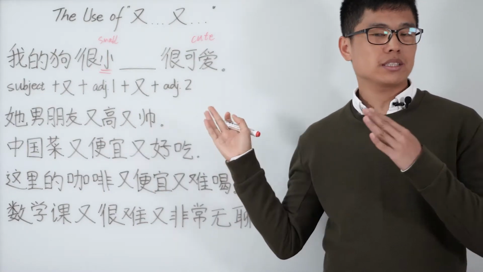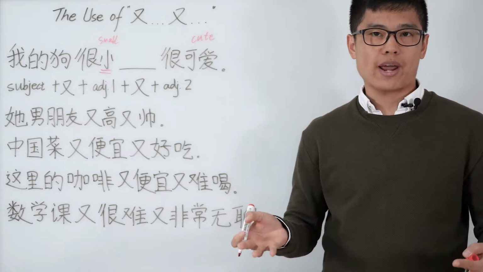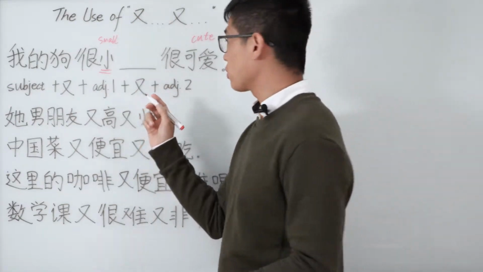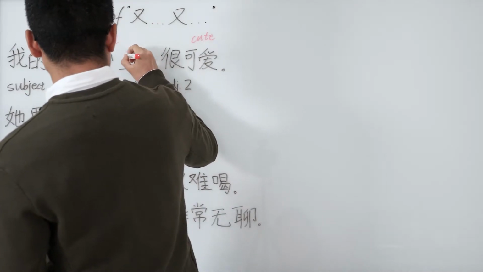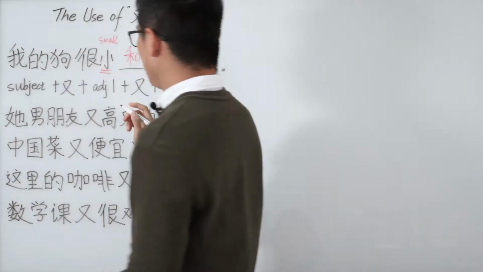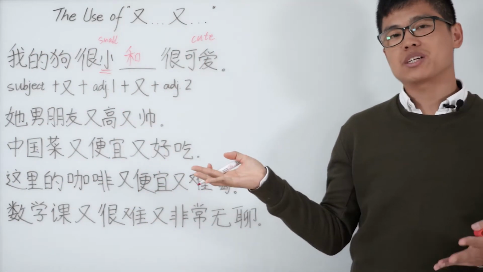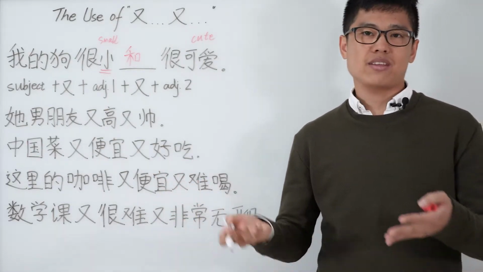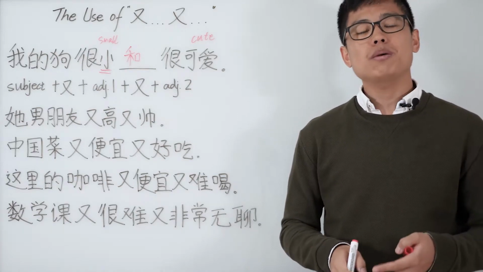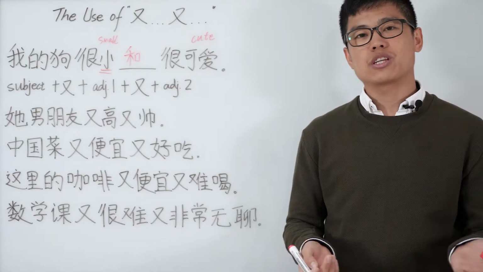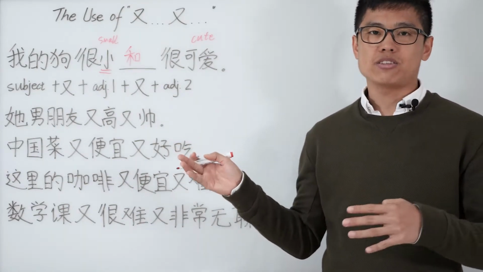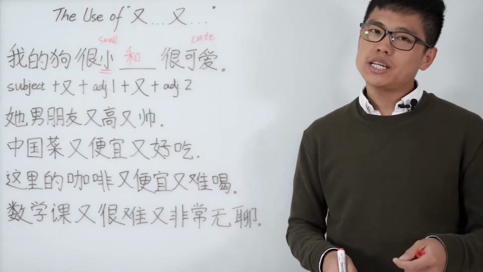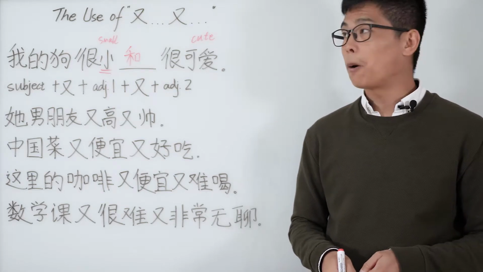If we think of it in an English way, then a lot of people will fill in the blank with the word 和. Now I can see the reason behind this because in English we say my dog is very tiny and cute, right? So a lot of people who learn Chinese will just directly translate that and into 和 because 和 means and. But actually in Chinese it is wrong to do so.